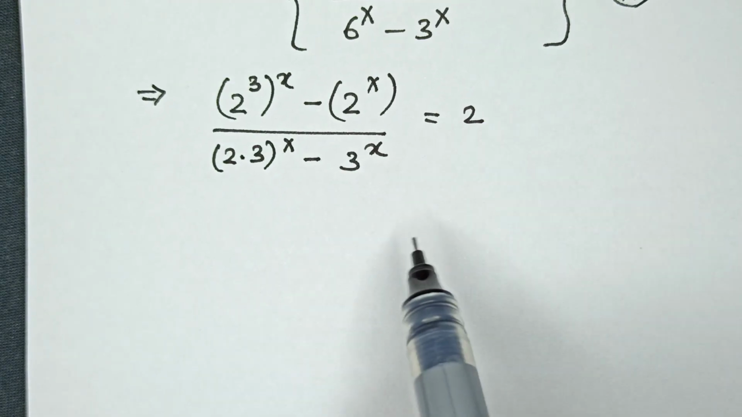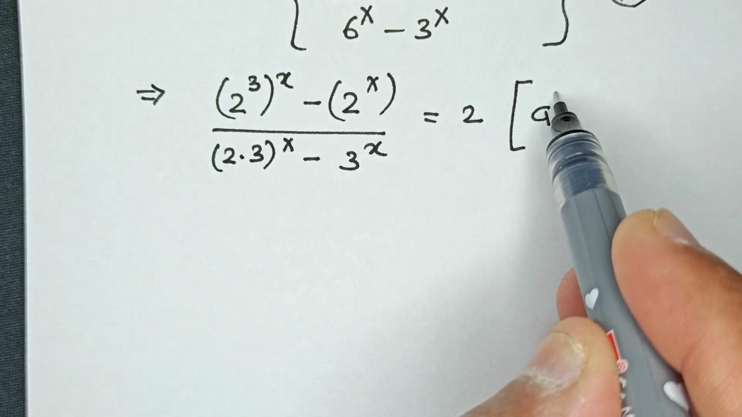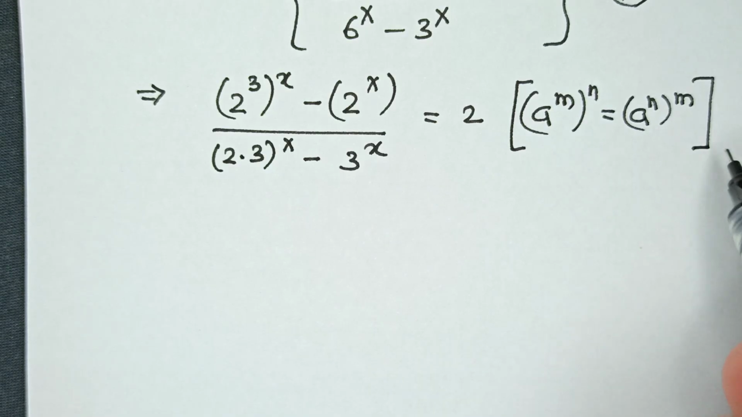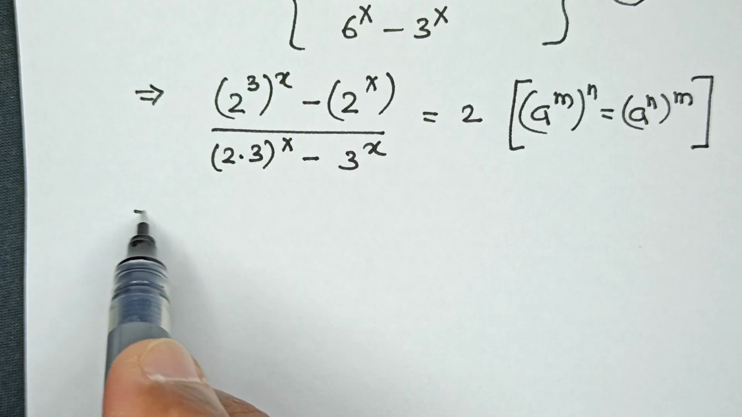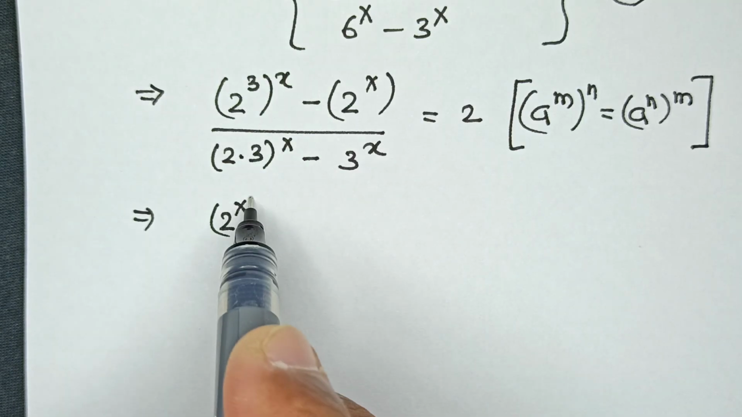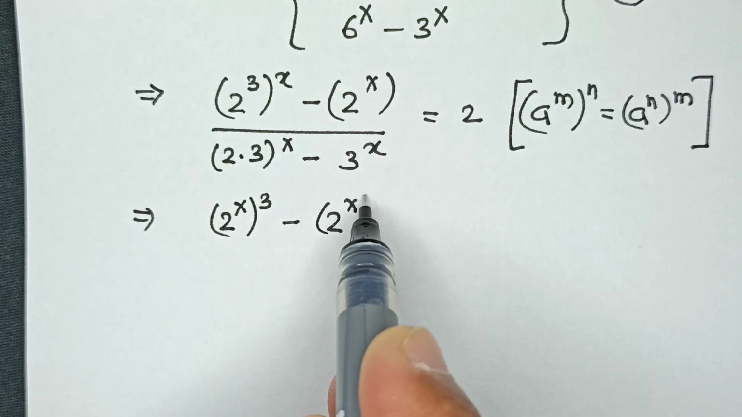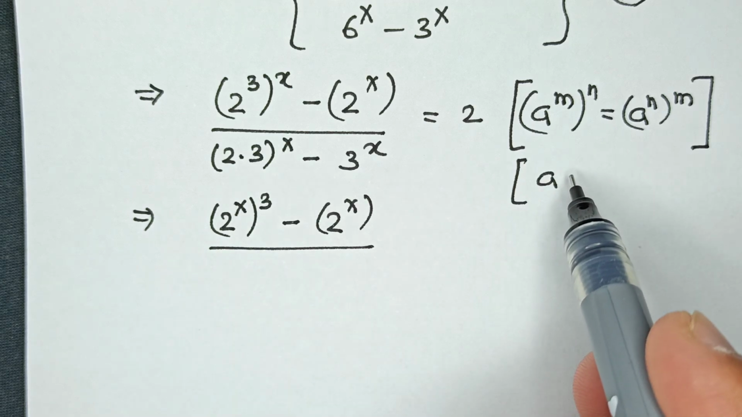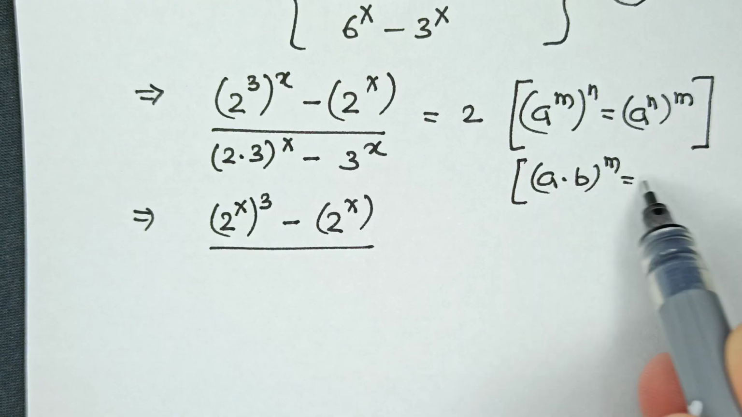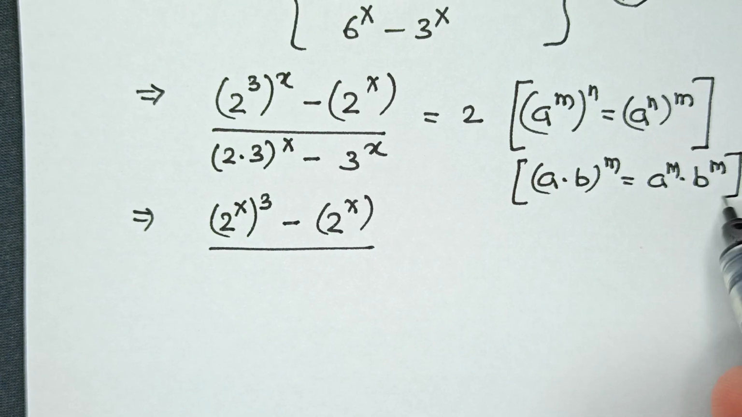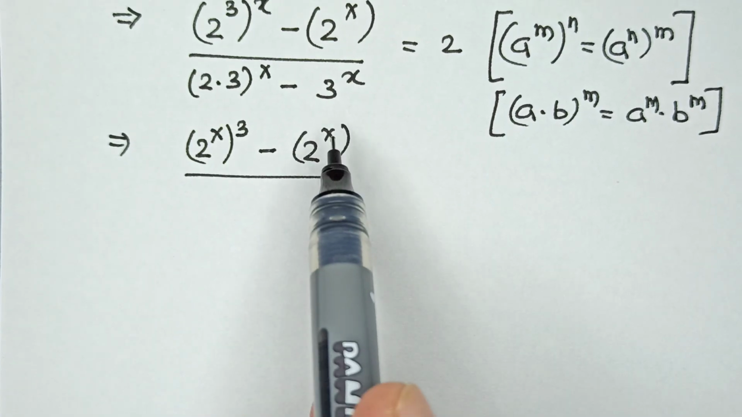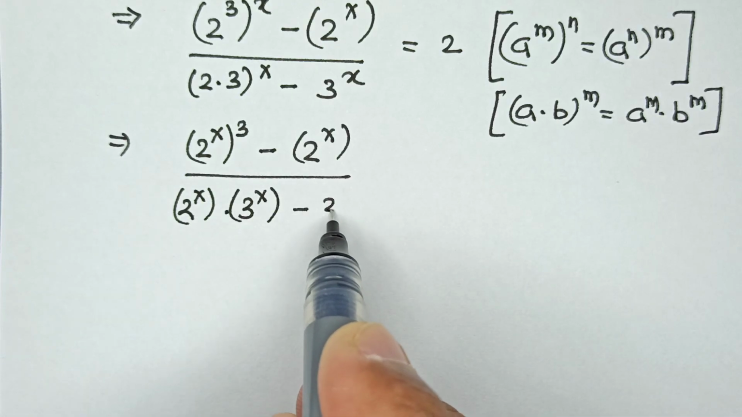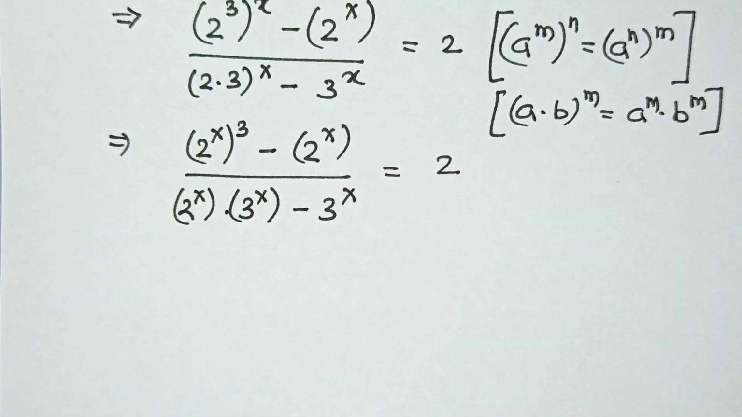Now, we can use a property of exponents that says (a raised to the power m) whole power n is equal to (a raised to the power n) whole power m, which means the powers can be interchanged. So this is (2 raised to the power x) whole power 3 minus 2 raised to the power x. In the denominator we use another property: (a multiplied by b) raised to the power m can be written as a raised to the power m multiplied by b raised to the power m, which means the power gets distributed. So this is 2 raised to the power x multiplied by 3 raised to the power x, minus 3 raised to the power x, is equal to 2.